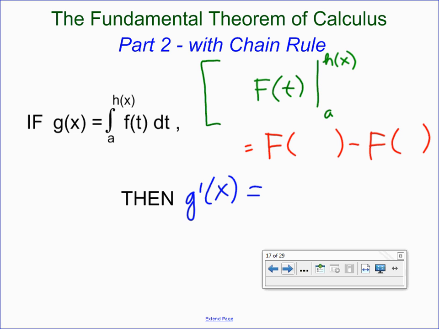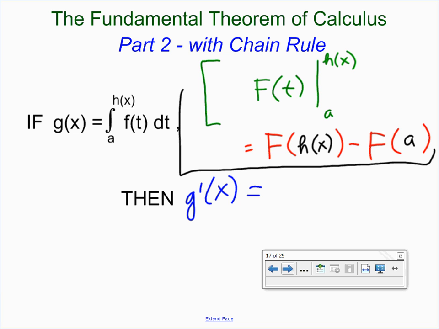What's my upper limit? My upper limit is h of x, itself a function of x. What's my lower limit? A. If I want to go and find g prime, that is the derivative of big F of h of x minus big F of a, what would be the derivative of a composition of functions? The derivative of a composition of functions is the derivative of the overall function. What's the derivative of big F?